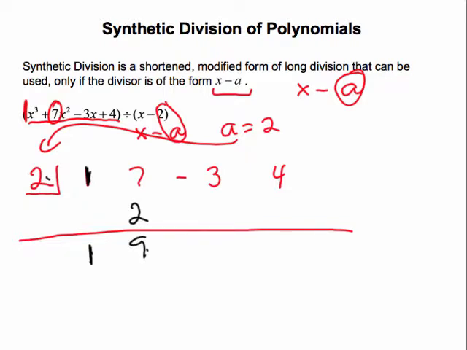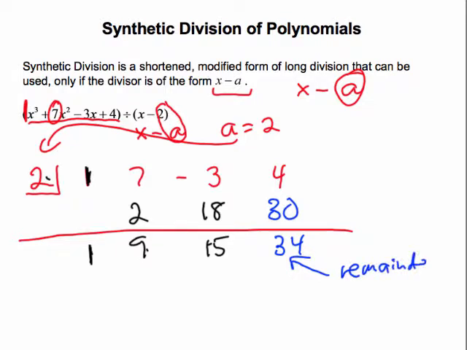9 times 2 is 18. That goes here. We're repeating the process now. We add these terms, and we get 15. And one more time with the process, 15 times 2, that's going to be 30, which is here. And if we add the terms, we get 34. Now, if you look back at your first example, you'll recognize the 34 as the remainder. And you'll recognize these numbers as the coefficients of the quotient.